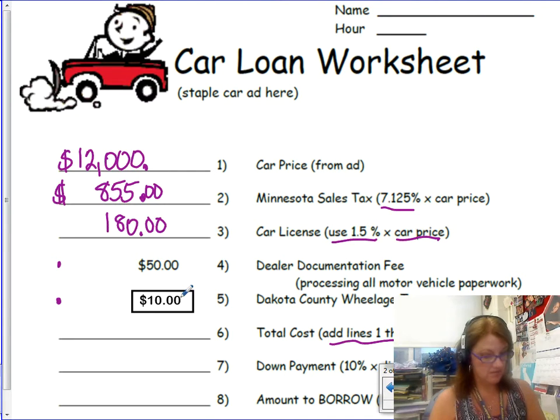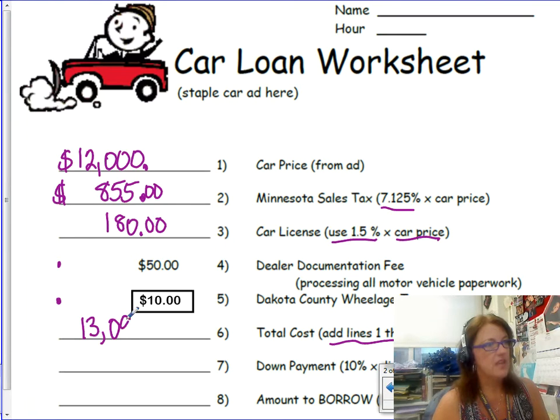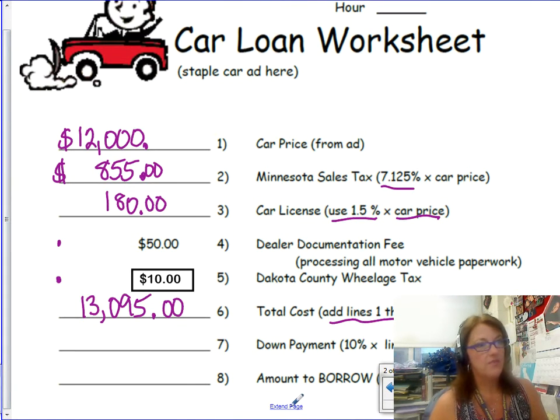That's kind of what makes us sad. It's not what it appears. It's all this extra stuff that gets added on there. Okay, so my total now is $13,095. No cents yet. Okay. All right.